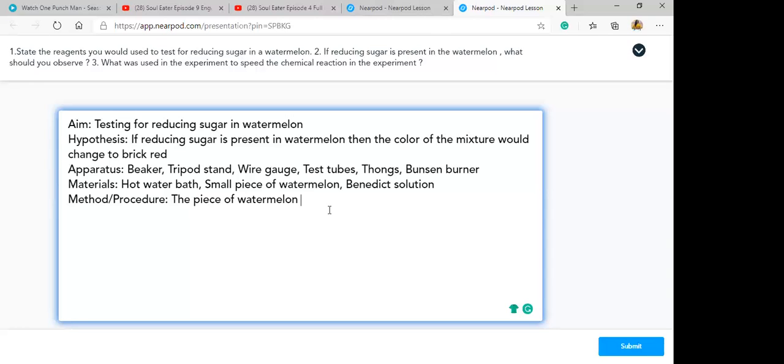Wait, sir. I mixed up here. How must I put it in a sentence where you mix the Benedict and the watermelon? Just say a piece of watermelon and the Benedict solution was inserted. Just use your own words.